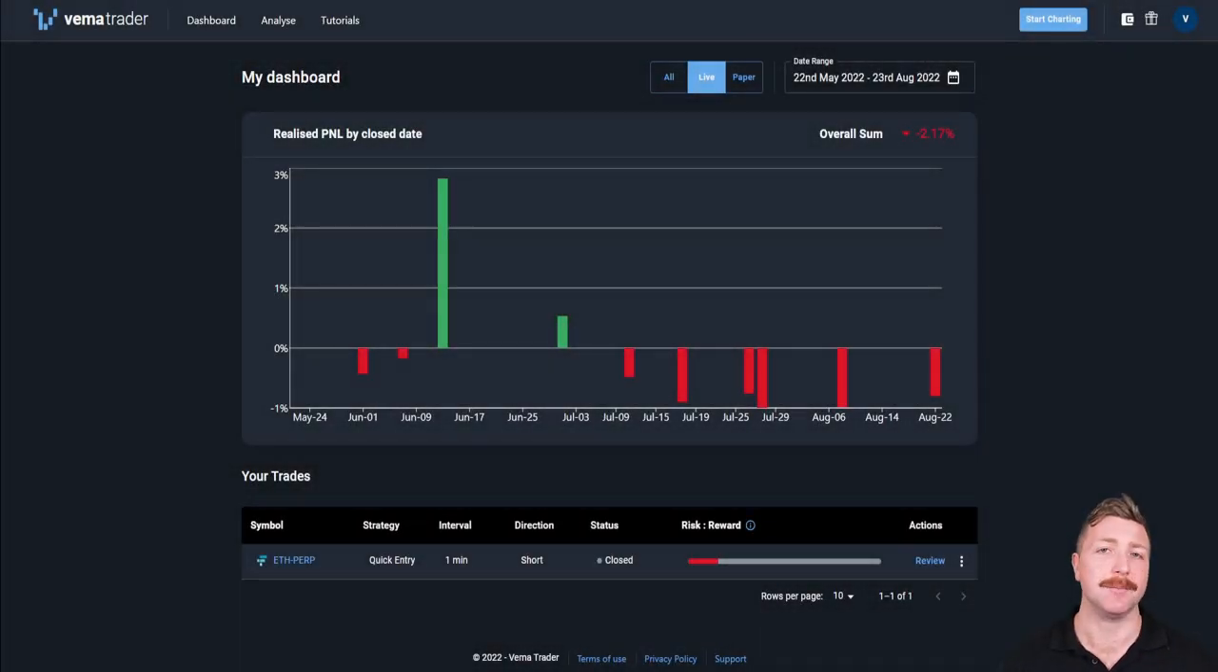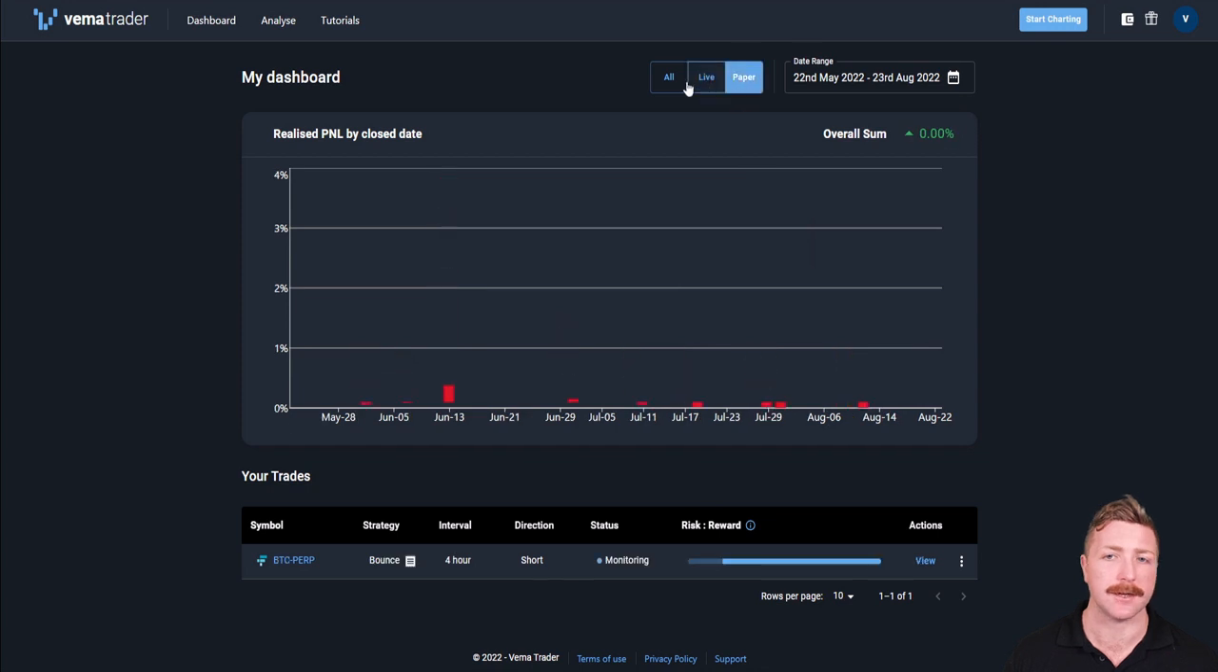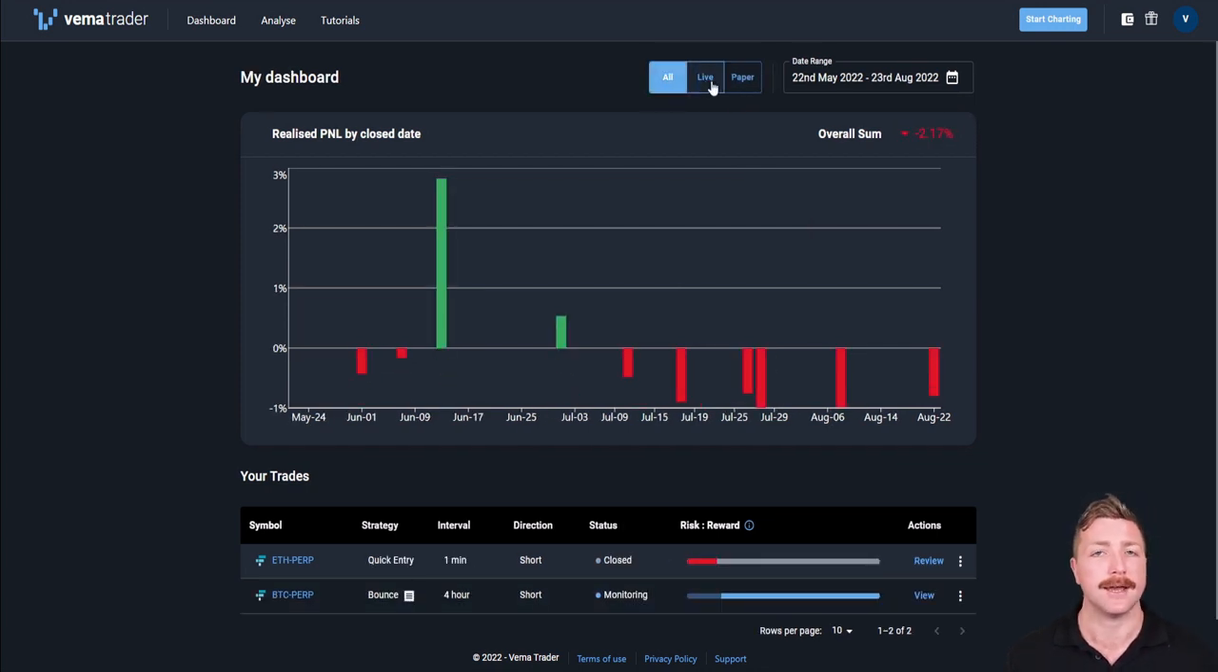And the last of the big improvements that we released last week was the dashboard improvements. So we now have a live or paper trading filter. You can see that just here. So I haven't placed any paper trades in the last 3 months or so, but I can now select from all my trades, just live or just paper.